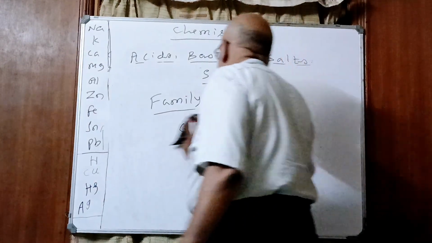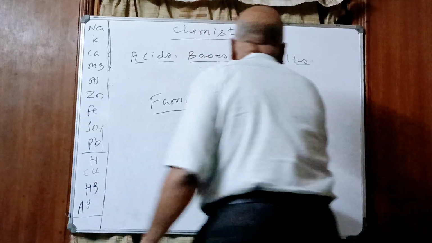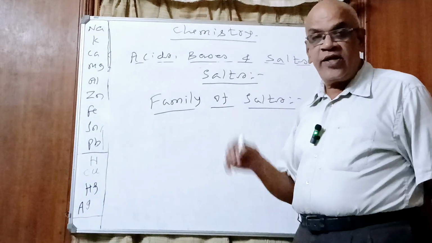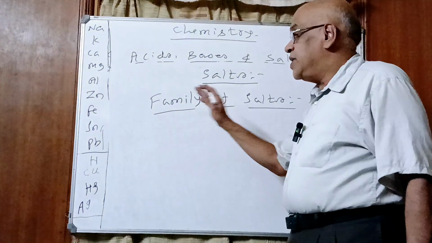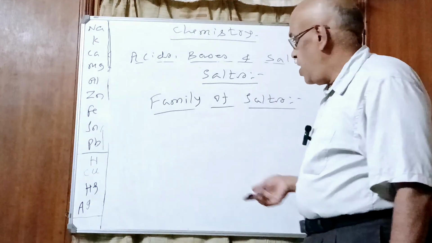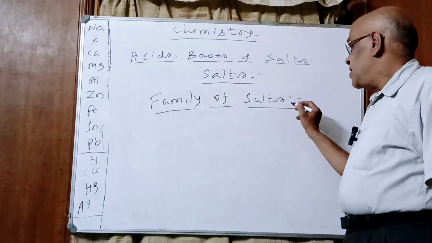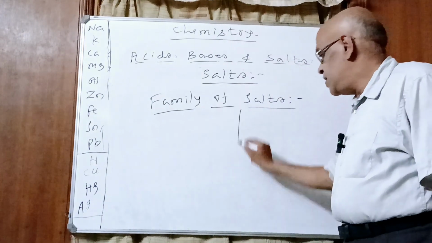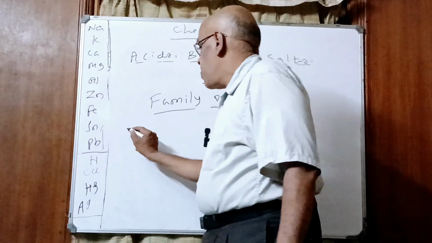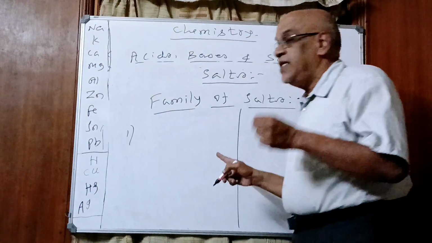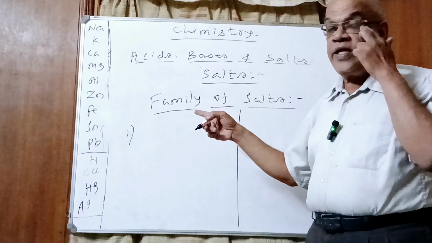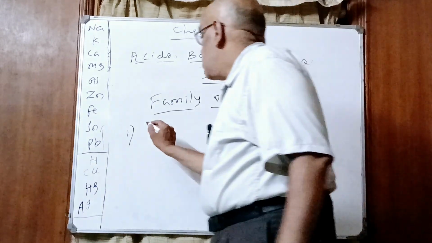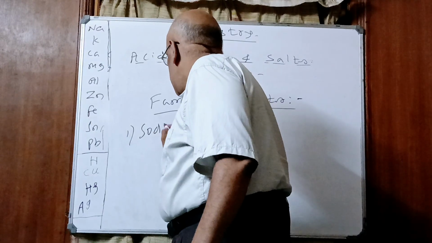Salt has two parts, cation and anion. Understood? Now, if the salts have the same cation, then they are said to belong to the same family of salts. Or, if the anion is the same, then they are said to belong to the same family of salts. What is that? We will see, children. Now, take for example, what is a family of salts? Either they should have the same positive ion, cation, or the same negative ion, that is anion. Take now sodium chloride.